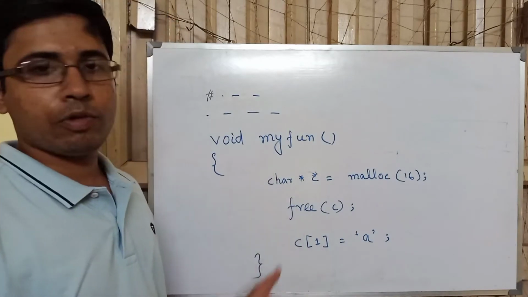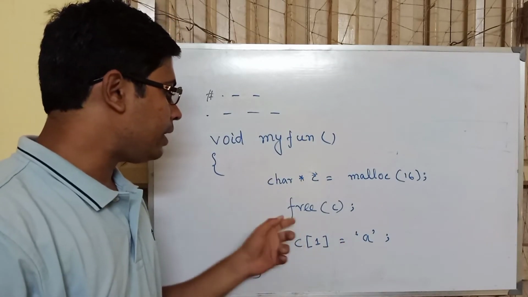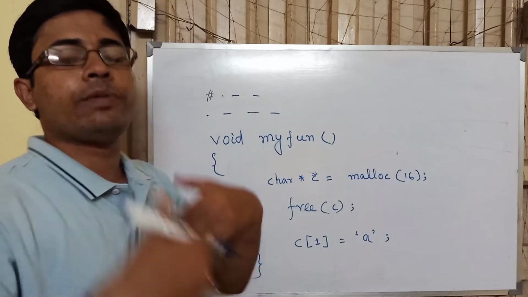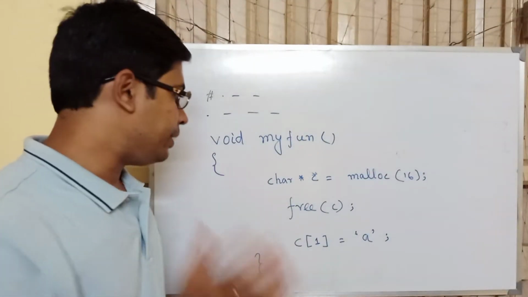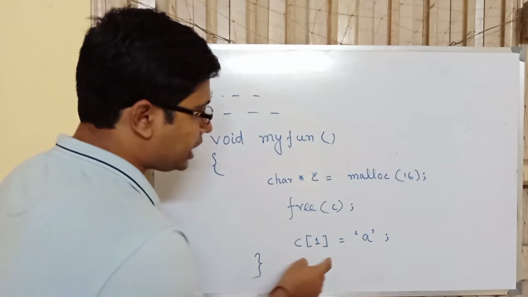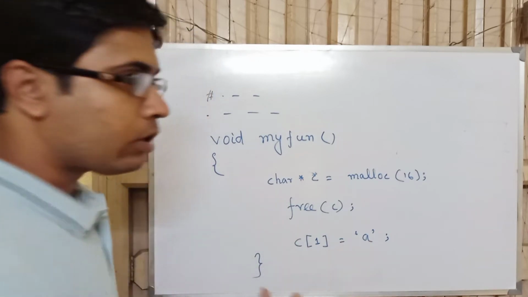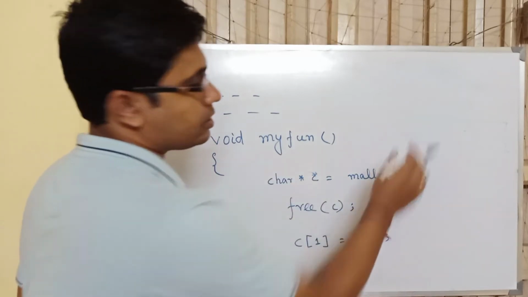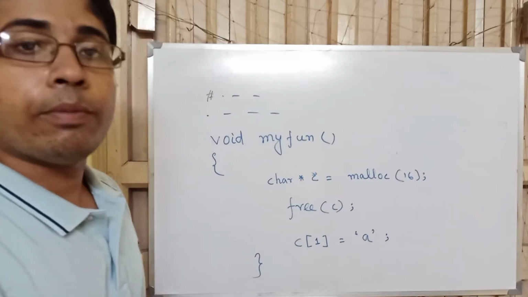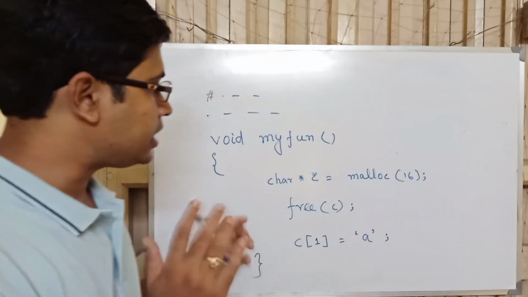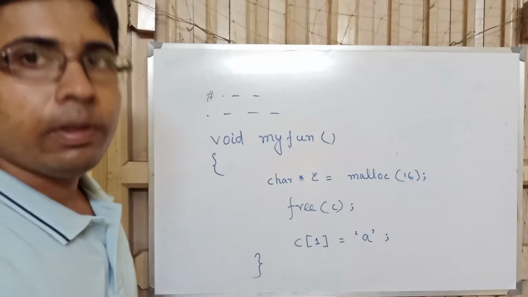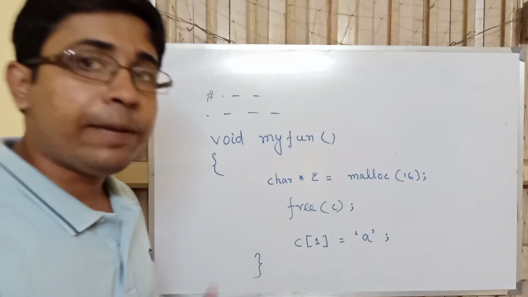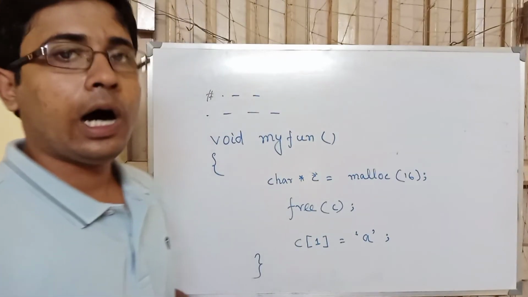This will result in a dangling pointer problem because the 16-byte memory has already been freed. It contains some garbage value or any other value; it depends on the machine. But with c of 1 equals to A, we cannot put any value to these locations, because the memory is no longer available. So this is the concept of the dangling pointer problem. Now we will see the memory leak problem, how it occurs and how to resolve it.